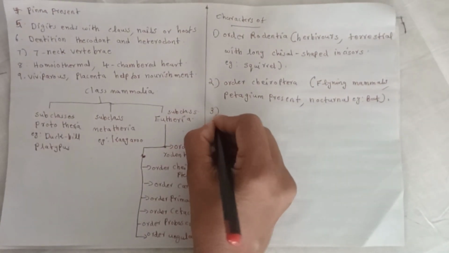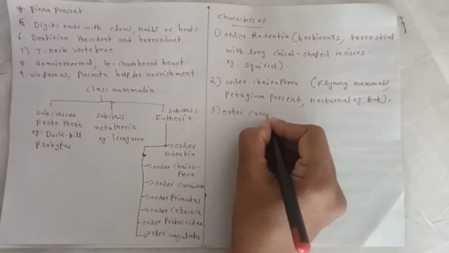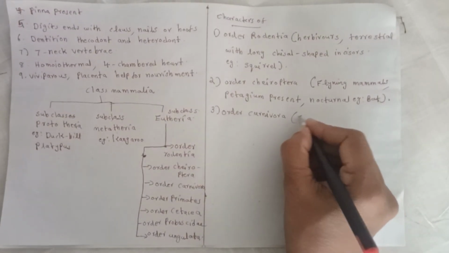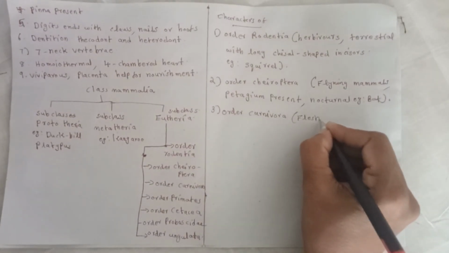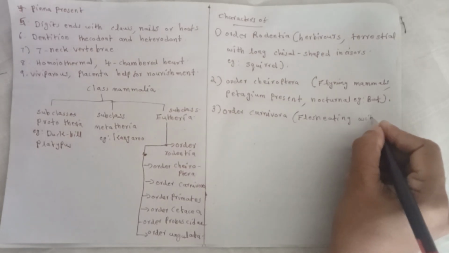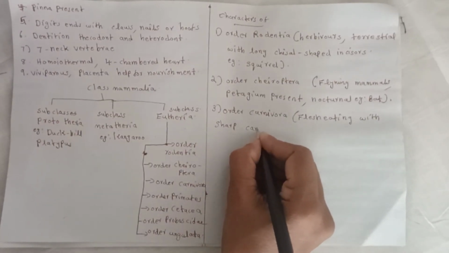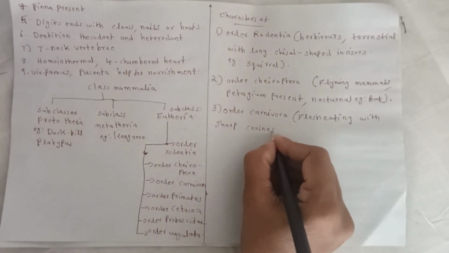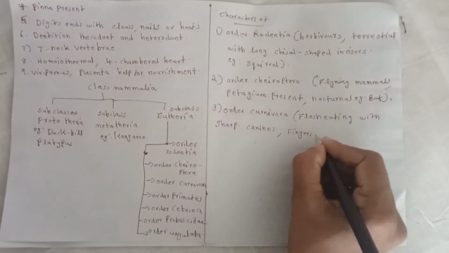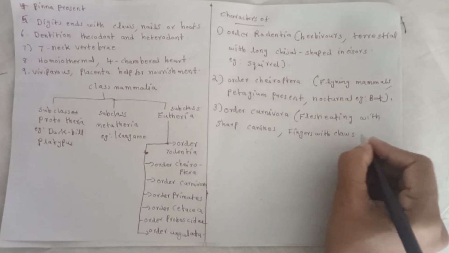The third order, Carnivora. The characters: they are flesh eating, with sharp canines, fingers with claws. Example, tiger.